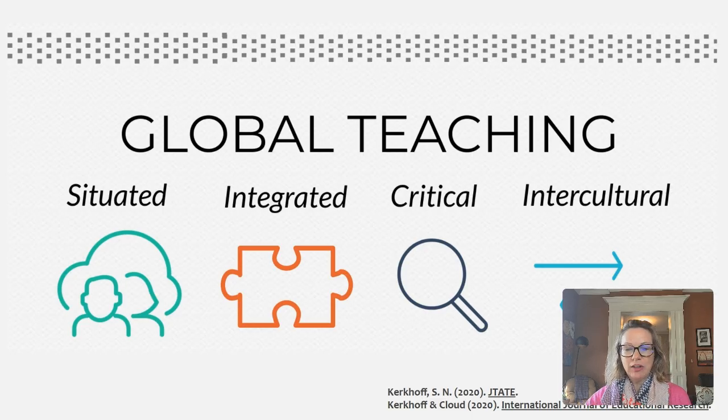I wanted to share a little bit about the global teaching model and explain some things that might not be apparent in the article. First of all, the global teaching model was created through a mixed method study. I began by interviewing teachers, sitting down with them and having conversations about what was working in their classroom to help their students become more globally minded and globally competent.